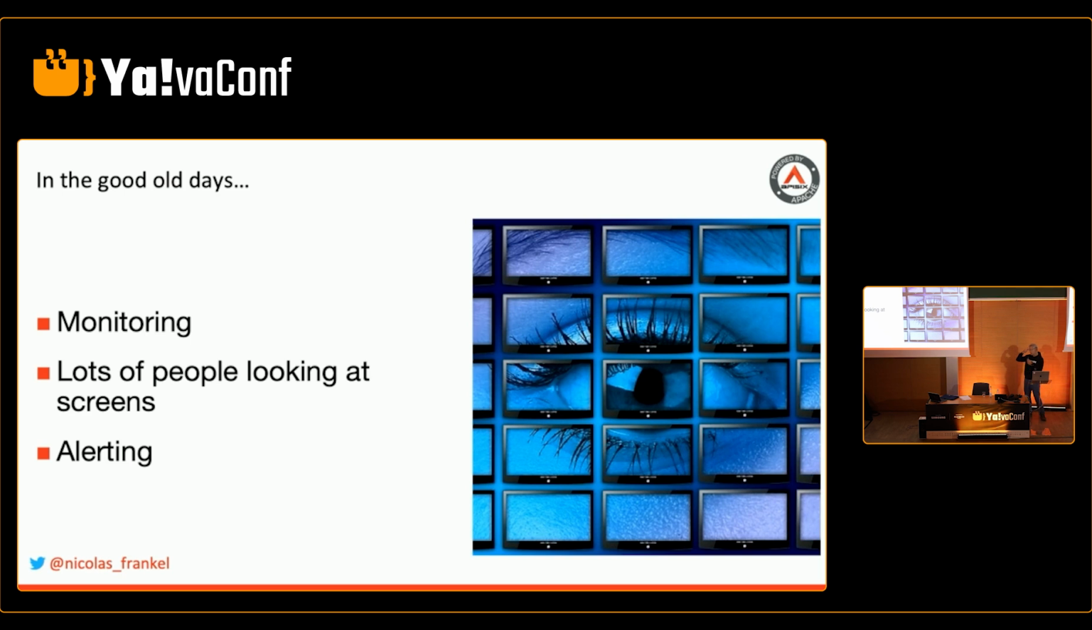Okay, so this talk is about observability in general and tracing in particular, but still I need to have a small introduction in the beginning. So before we had observability, we talked about monitoring. And actually monitoring was a bunch of people looking at a screen wall with dashboards. And when something happened, well, they could try to fix the situation.